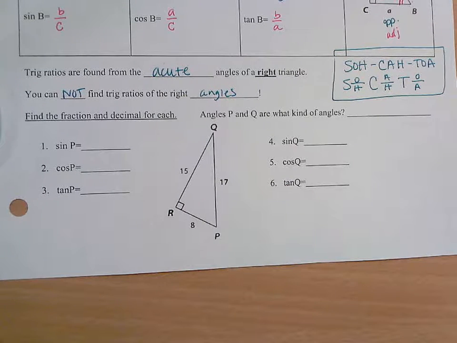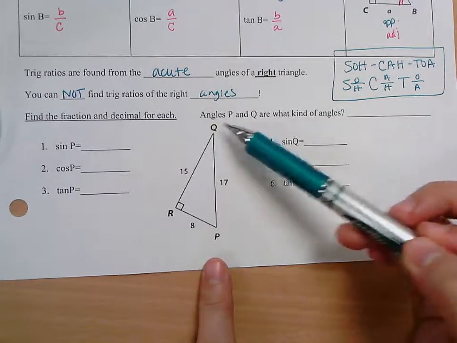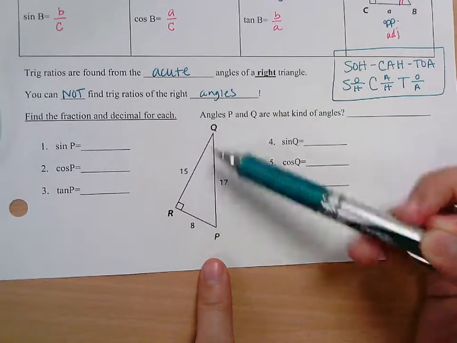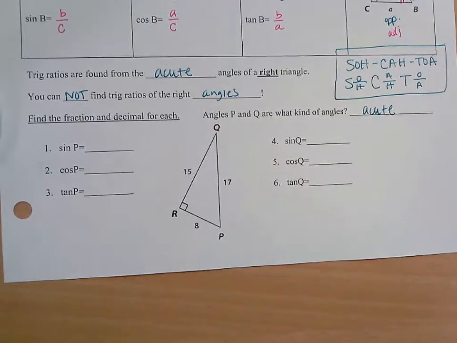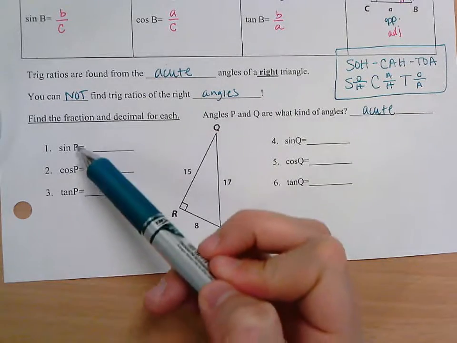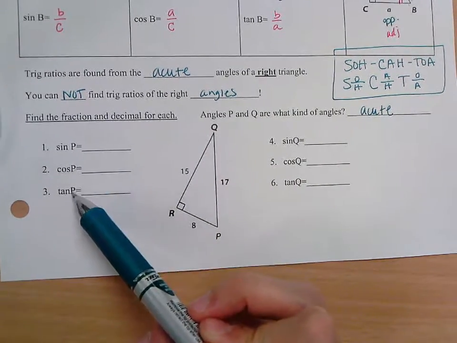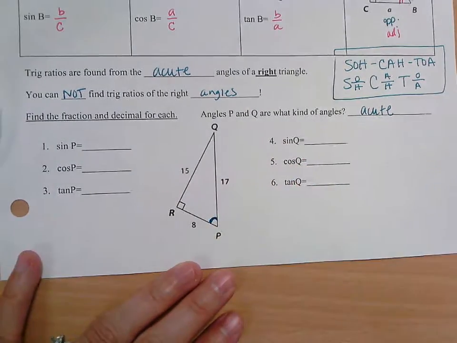Okay. So if we look at this first set of examples, this first triangle, first of all, angles P and Q are what type of angles? Acute. So we can find the three trig ratios for them. I'm going to start out with angle P. So we have sine of angle P, cosine of angle P, tangent of angle P. I'm going to label angle P here.